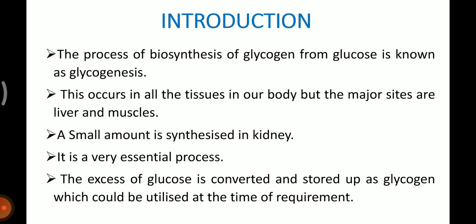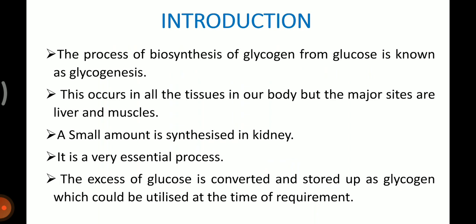Glucose is a monosaccharide molecule. It combines to form a polysaccharide, glycogen. This process occurs in all the tissues in our body, but the major portion takes place in the liver and muscles, and a small amount of glycogen is also synthesized in the kidney. It is one of the very essential processes for the energy requirement.